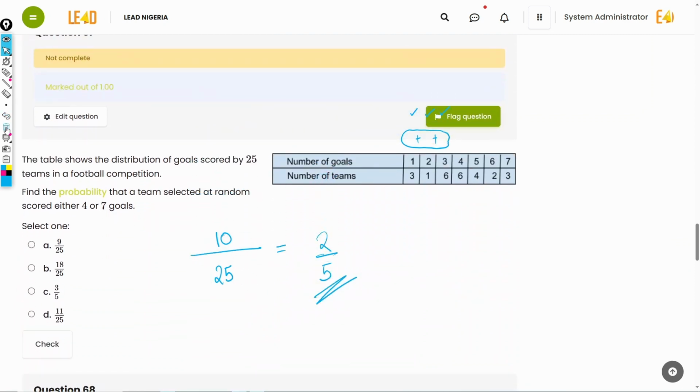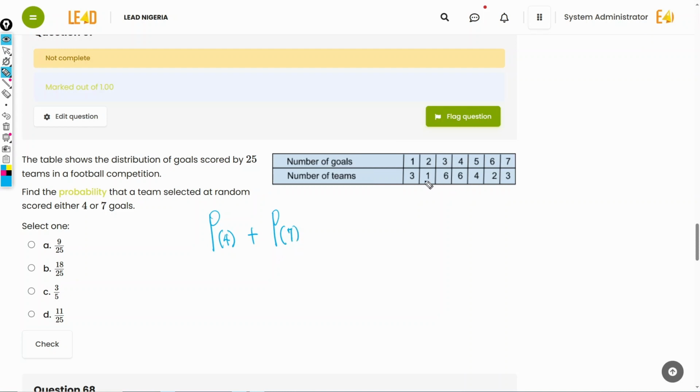All right, 67 says, the table shows the distribution of goals scored by 25 teams in a football competition. Find the probability that a team selected at random scored either 4 or 7 goals. So that's the probability that you pick a team that scored 4 plus the probability that you pick a team that scored 7.